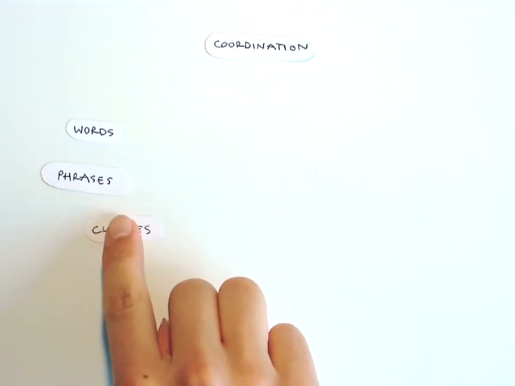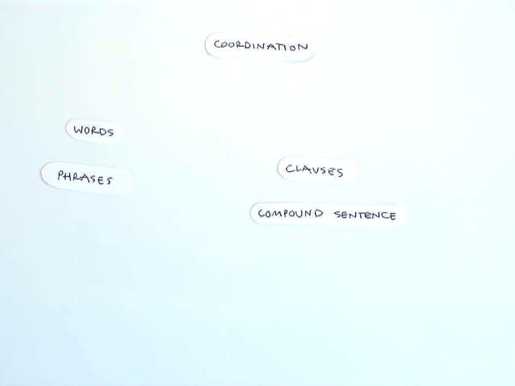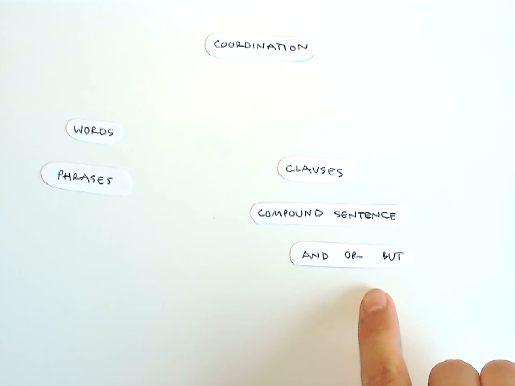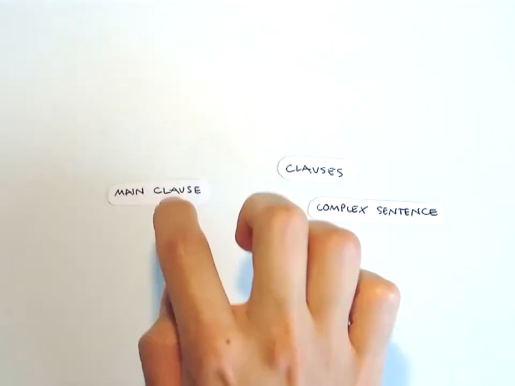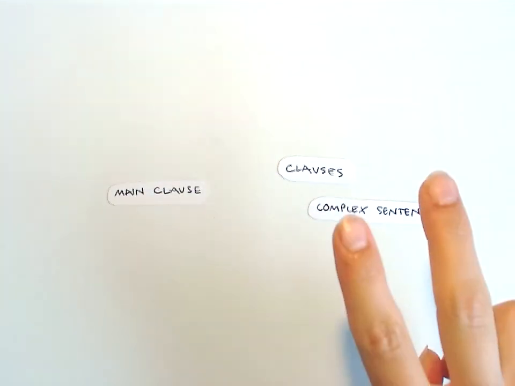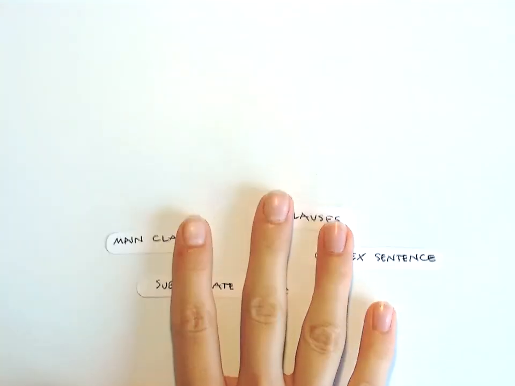If clauses on the same level are coordinated, we call these compound sentences. Coordination is achieved by such words as and, or, and but. So if both clauses are equal and one doesn't dominate the other, it's a compound sentence. Clauses can also fulfill functions within other clauses. These sentences are called complex sentences. The clause that is served is called the main clause, and the clause doing the job is called the subordinate clause. Have a look at this sentence.